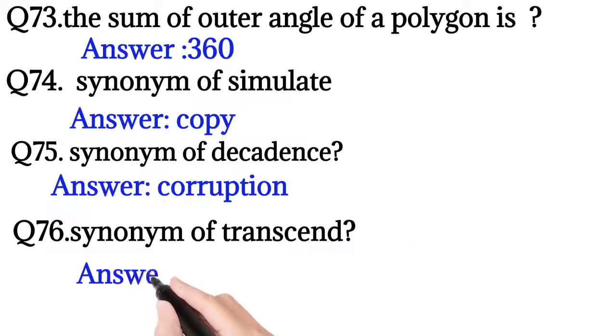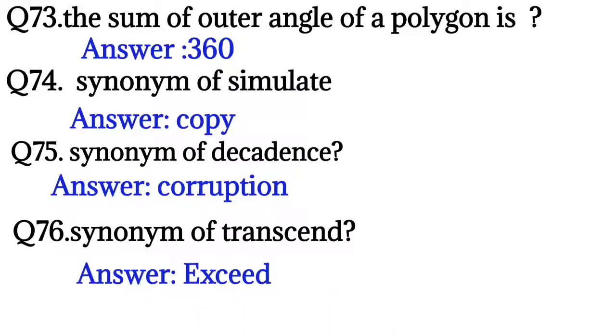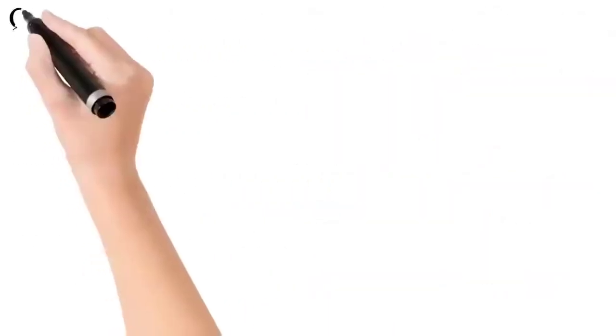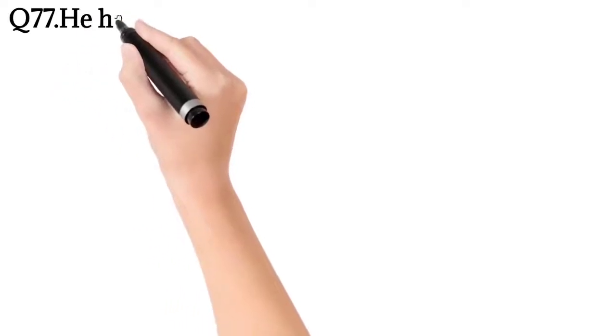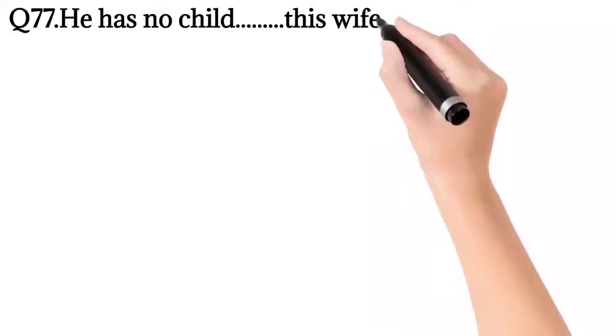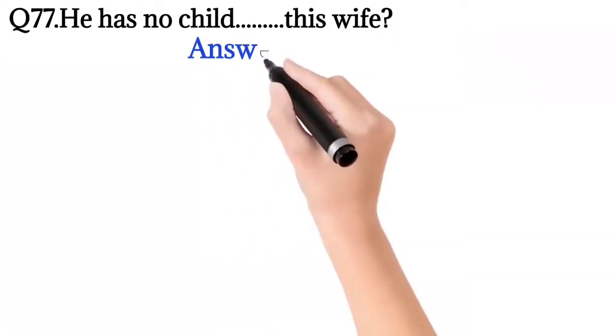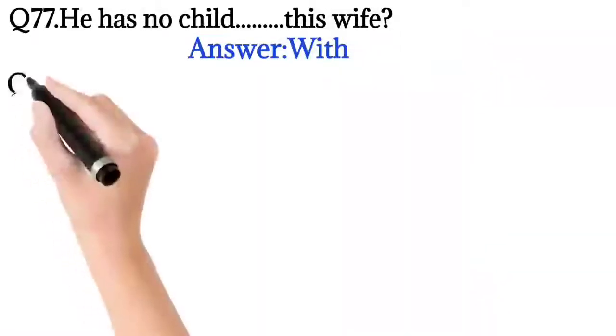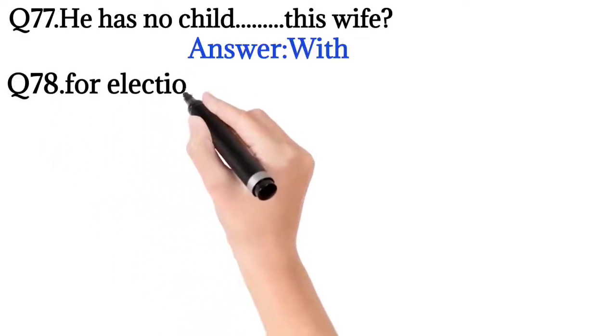Question number 76. Synonym of transcend. So the answer is exceed. Question number 77. He has no child, this wife. So the answer is with this wife.